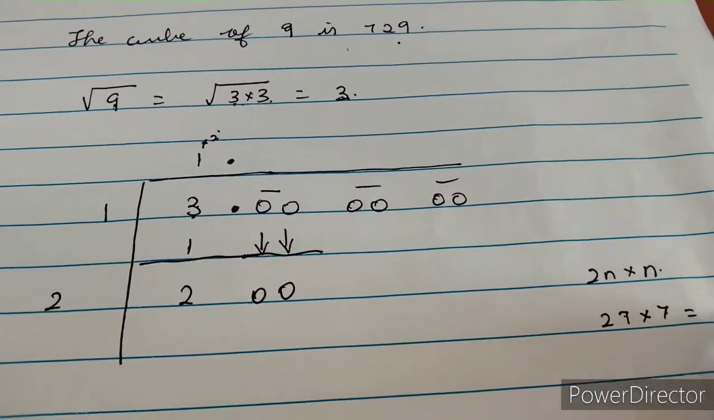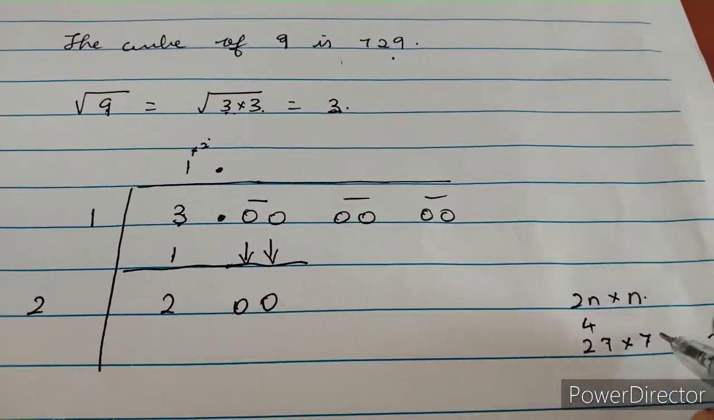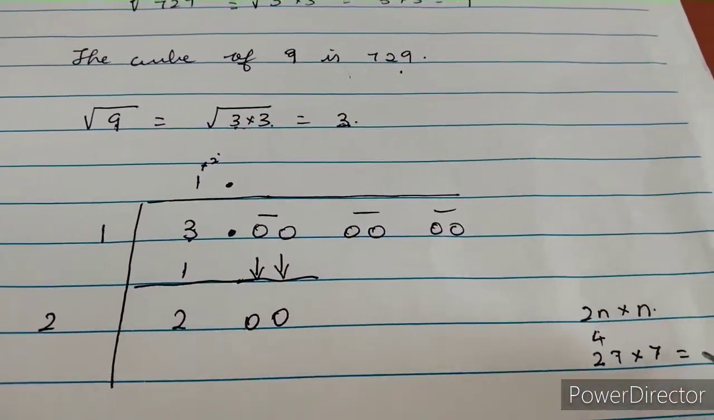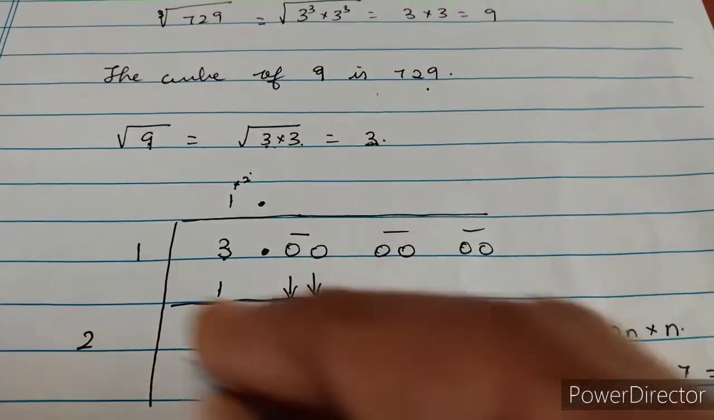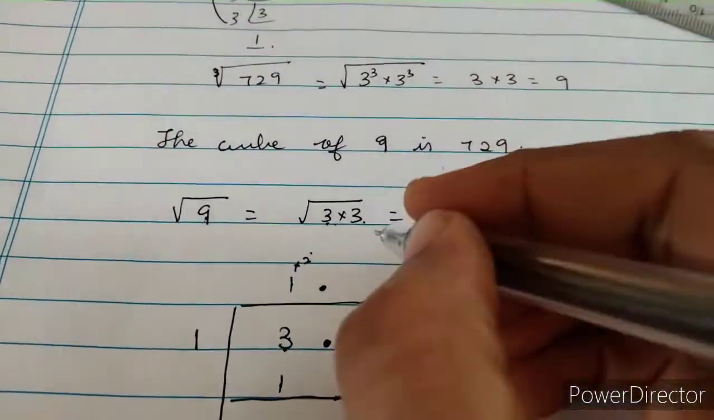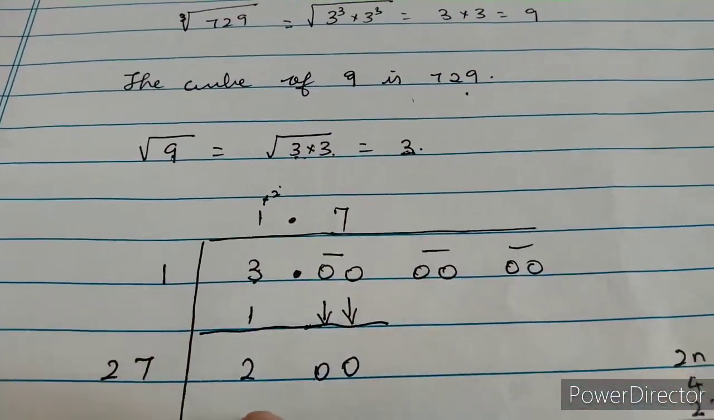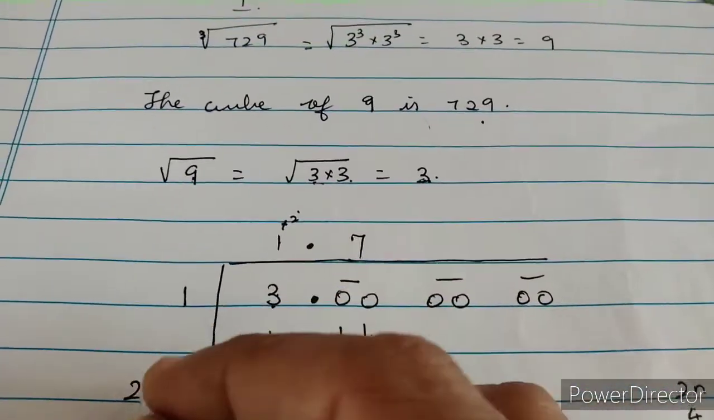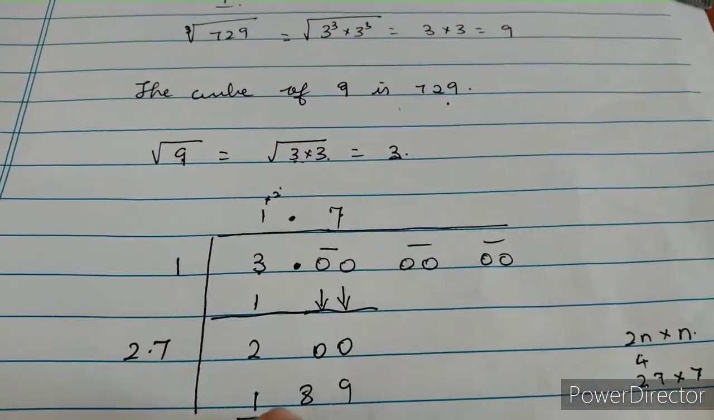7 7s are 49. 9 carry 4. 7 2s are 14. 14 plus 4 is 18. So write down the 7 in the divisor, 7 at top. That is 189. 27 into 7 is 189.